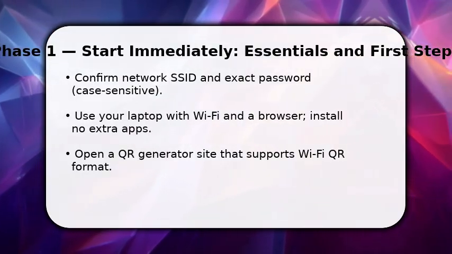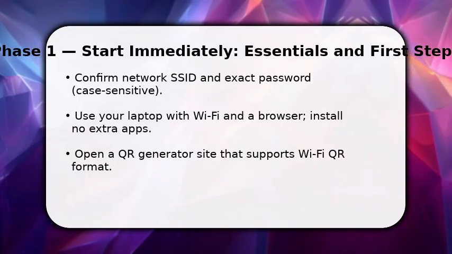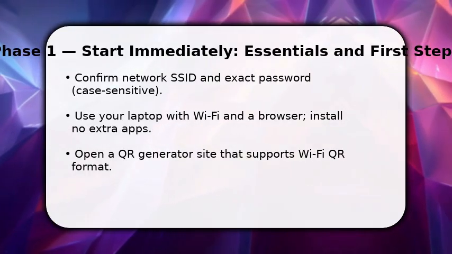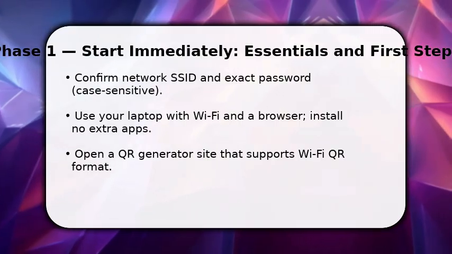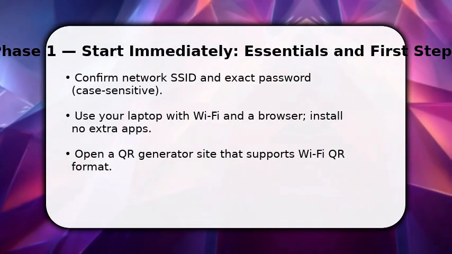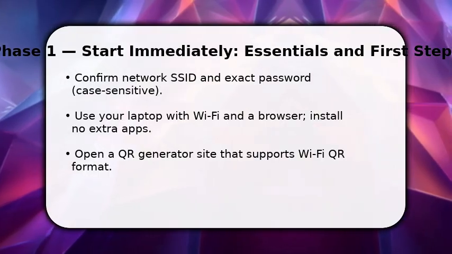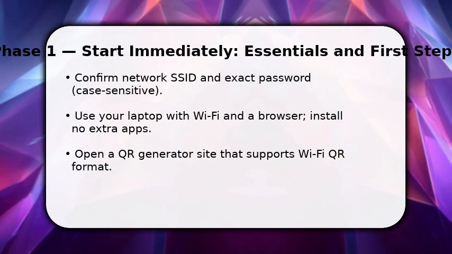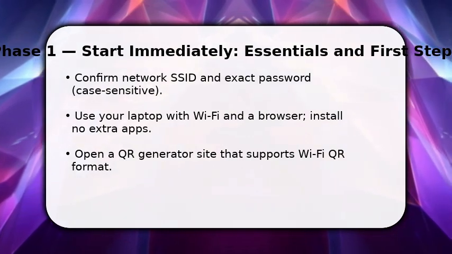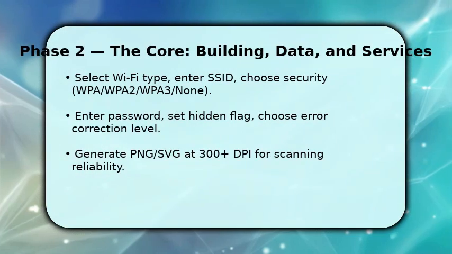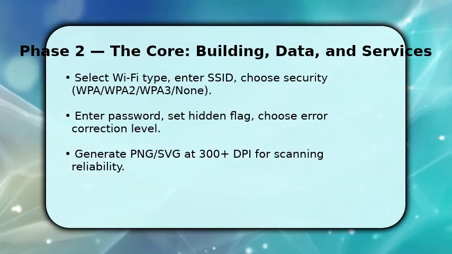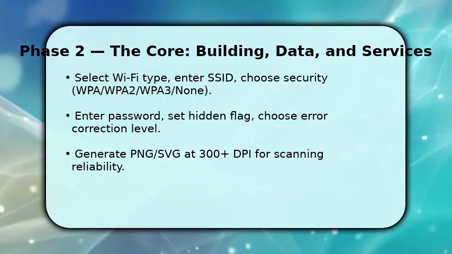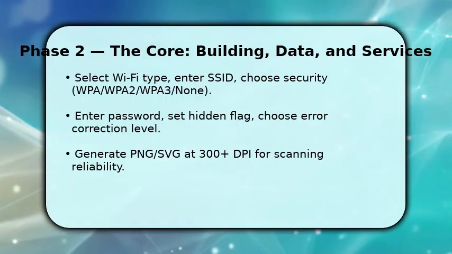This avoids malformed codes. Now, type the SSID into the correct field, set security to WPA/WPA2 or none as appropriate, and paste the password exactly. Make sure the hidden network toggle reflects whether the SSID is broadcast. Once the fields are filled, choose the Wi-Fi encoding option rather than plain text. This ensures phones join automatically.